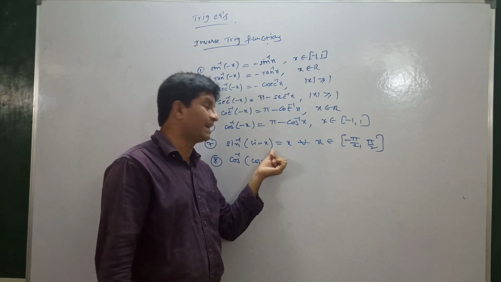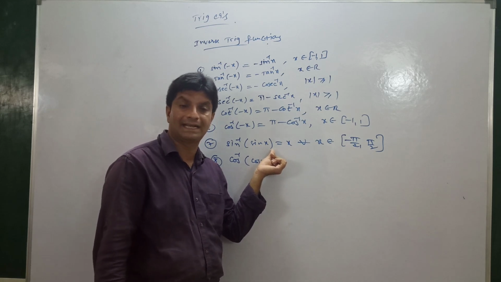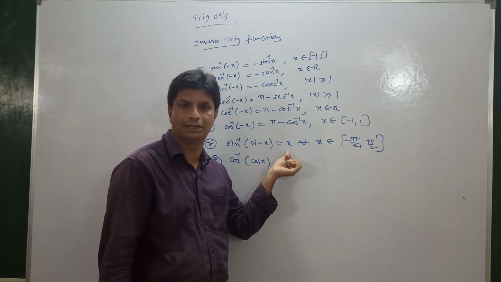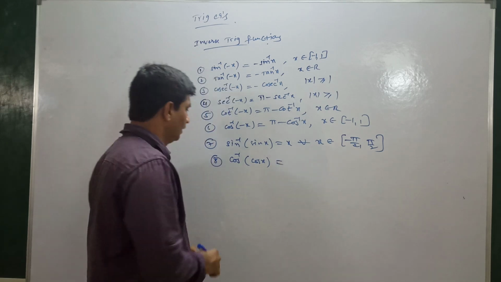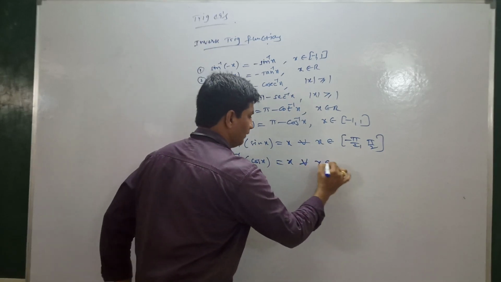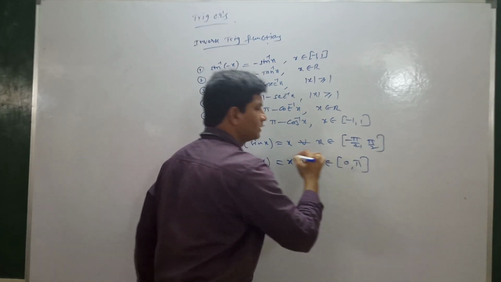Sin inverse of sin minus 30. I am taking x equal to minus 30. Minus 30 degrees also lies in this interval, so directly the answer is minus 30 degrees. Okay? Right. Cos inverse of cos x. This is also x. What is the interval here? X belongs to what? Closed interval 0 comma pi.